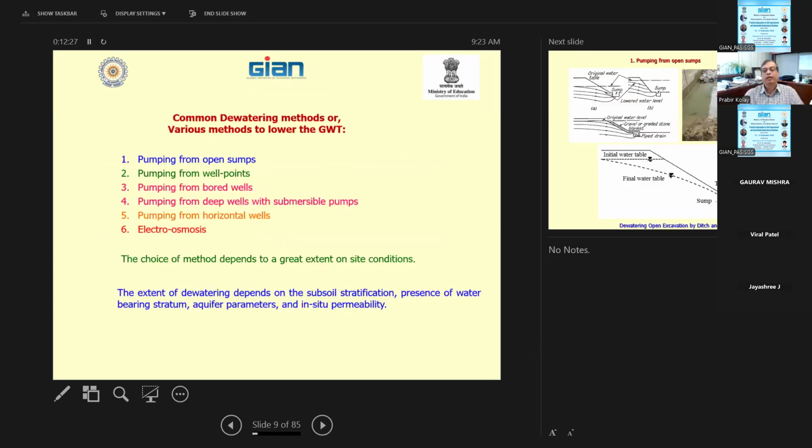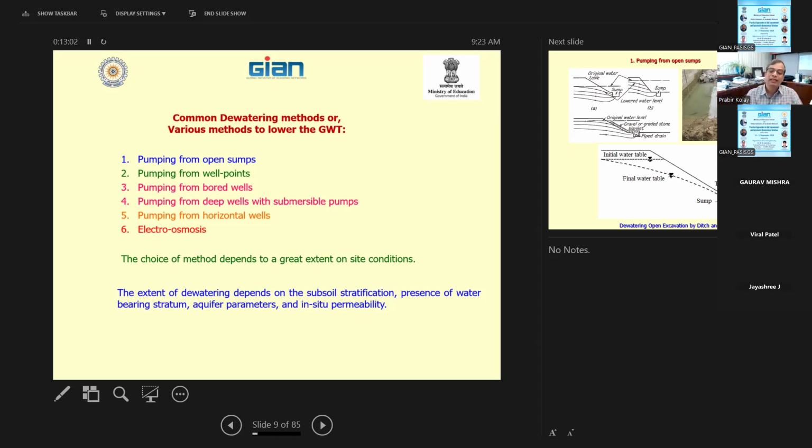The common dewatering techniques, everyone knows these: pumping from an open sump, pumping from well points, pumping from bore wells, pumping from deep wells, pumping from horizontal wells, and the electro-osmotic method to lower the water table. Again, which method you use depends on the site conditions, what type of soil is there, and the permeability of the soil at the site. That is very important.